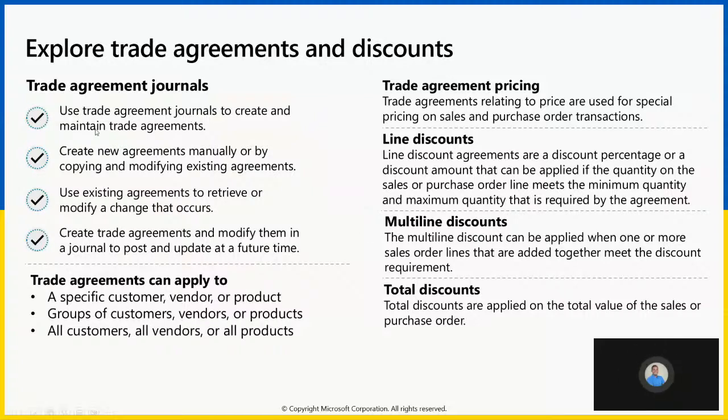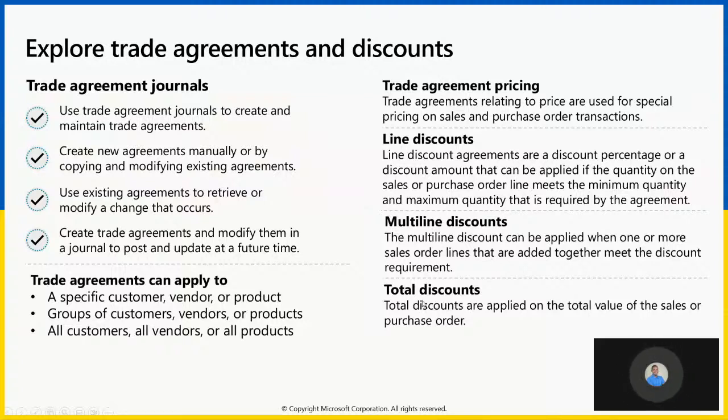So we can create a trade agreement journal where we can define our trade agreement, and we have different trade agreement options. We have the trade agreement pricing, which relates to the price of an item on a sales or on a purchase transaction. We can also define our trade agreement based on line discounts. So if I'm purchasing two items, I'm giving a discount on a single line item. Then we can also have that on multiple discount, a multiple line discount.